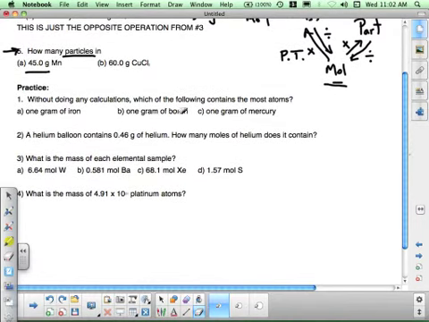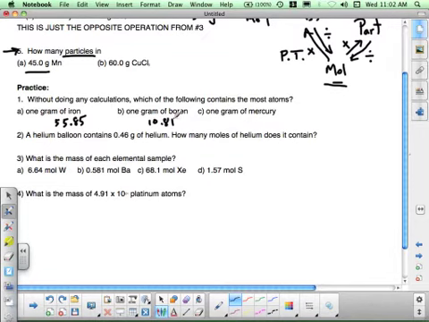All right, so this first one is no calculations. It's a thinking question. Without doing any calculations, which of the following contains the most atoms? If you look at the periodic table, a mole of iron weighs 55.85. A mole of boron is 10.81. A mole of mercury is 200.59.